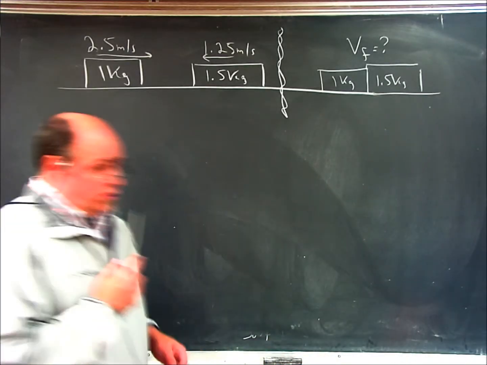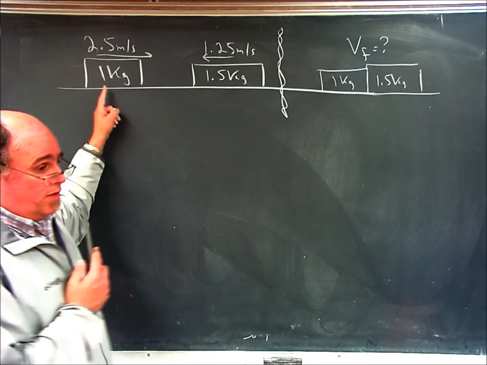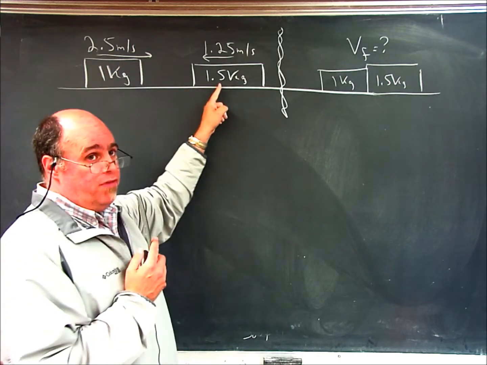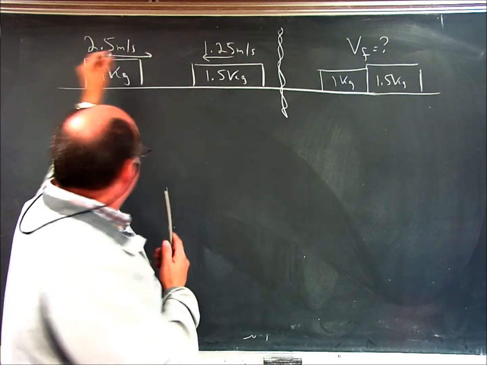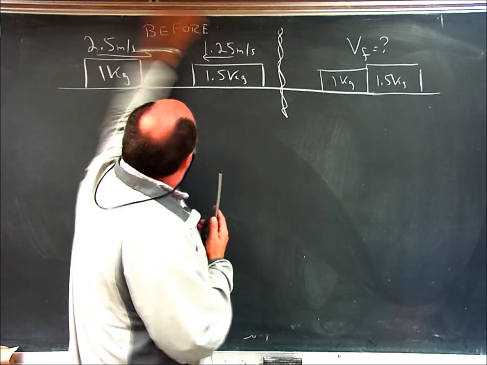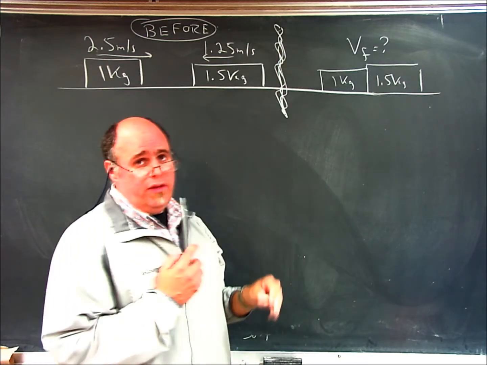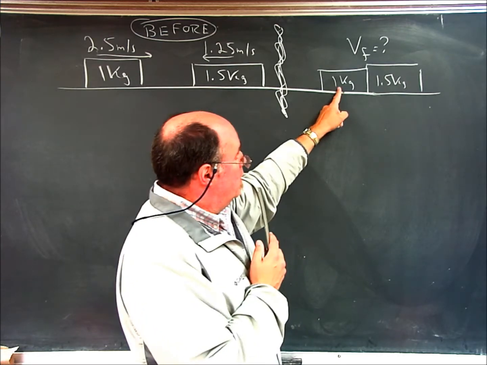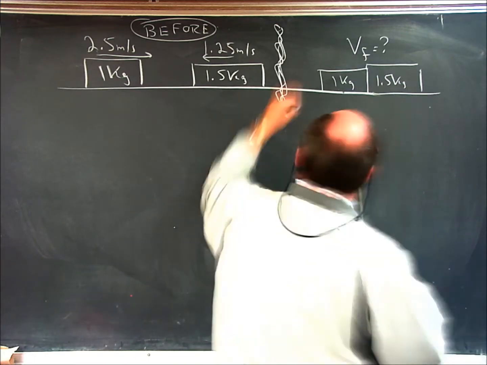So I've tried to draw to the left the situation that I read about. I read about a 1 kilogram cart moving to the right at 2.5 meters per second, and a 1.5 kilogram cart moving to the left at 1.25 meters per second, and they collide. What I'm seeing to the left is before the collision. This little squiggly line here, that's the moment of impact. We don't see what happens there. And this right here is after the collision. I'm talking about 1 kilogram plus 1.5 kilograms, stuck together.